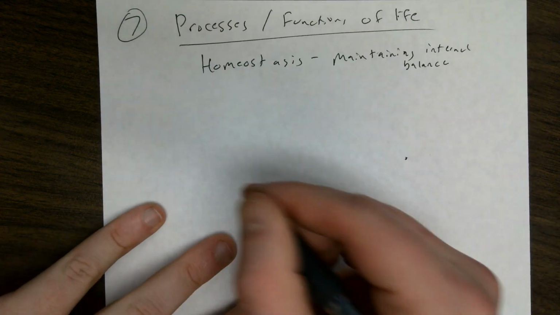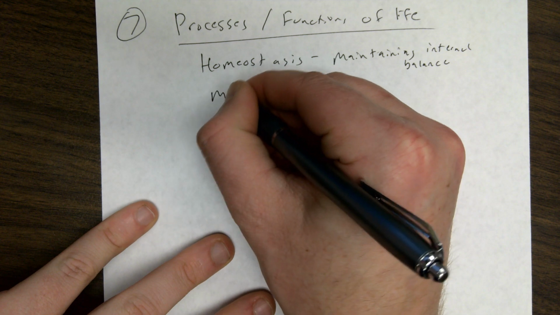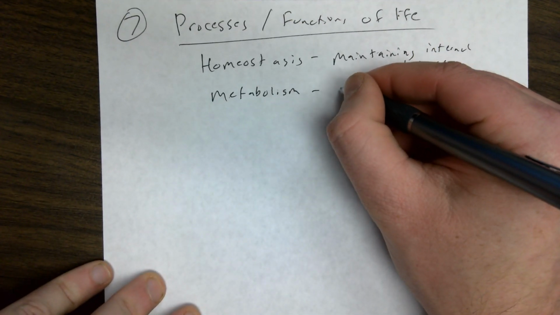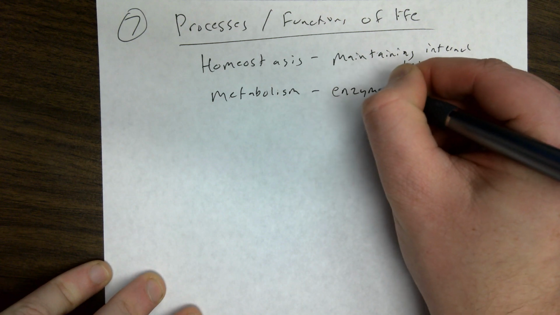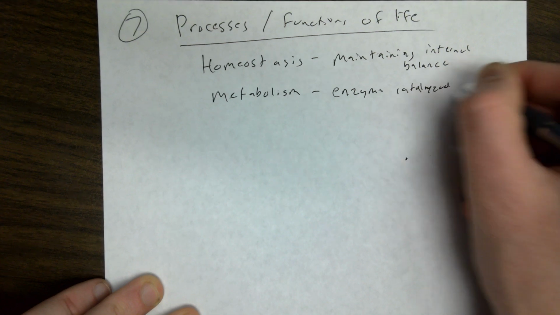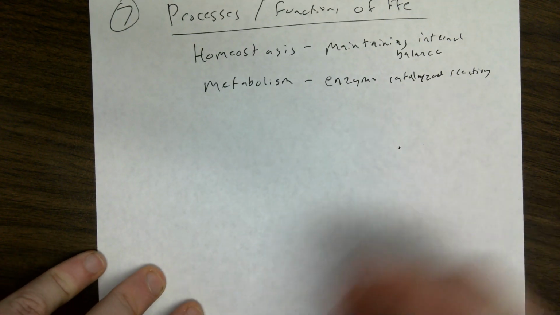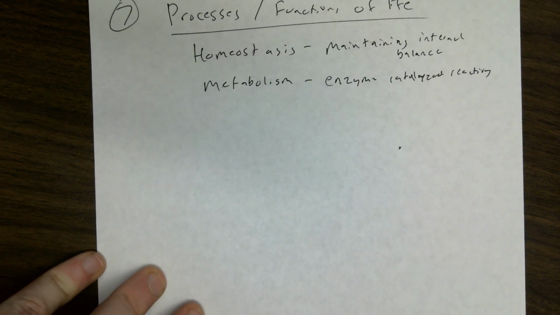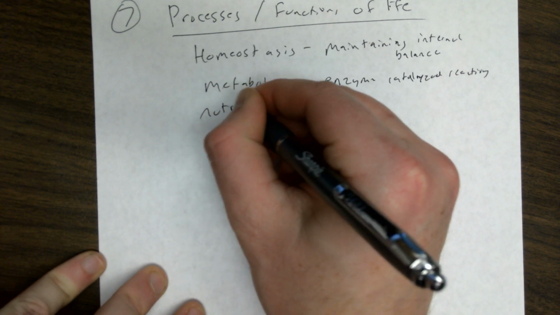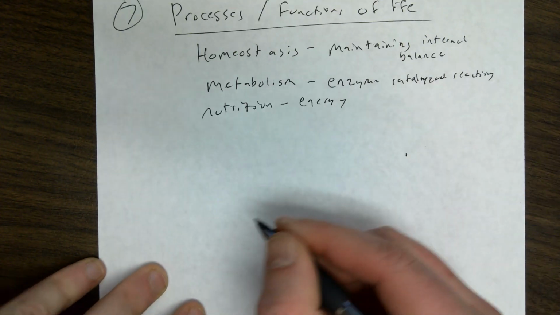All right, homeostasis, metabolism. Metabolism is how it's our enzyme-catalyzed reactions. There's protein synthesis, cell respiration, photosynthesis. Those are all part of metabolism. Nutrition, it must acquire energy. This is our autotroph versus heterotroph.